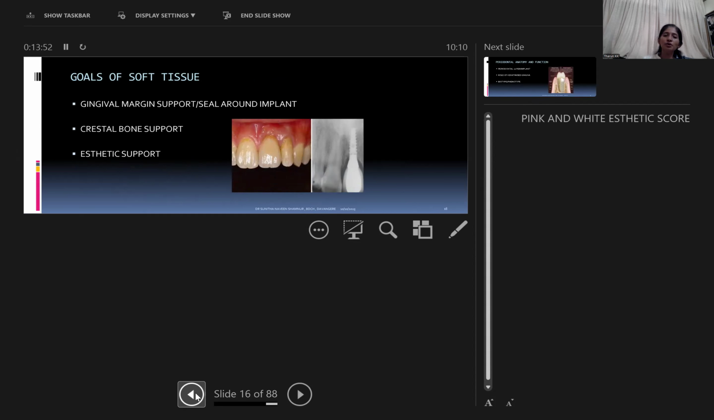So what other goals you need to bear in mind? You need to have a good firm mucosal support around the implant. There should be no seepage. There should be a nice long junctional epithelial connection there. And with this leads to a maintenance of your crestal bone support and a better aesthetics.